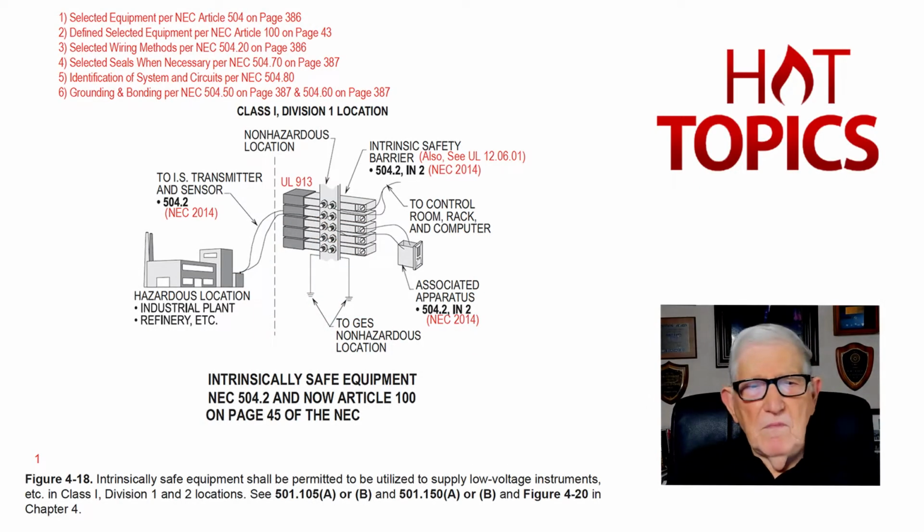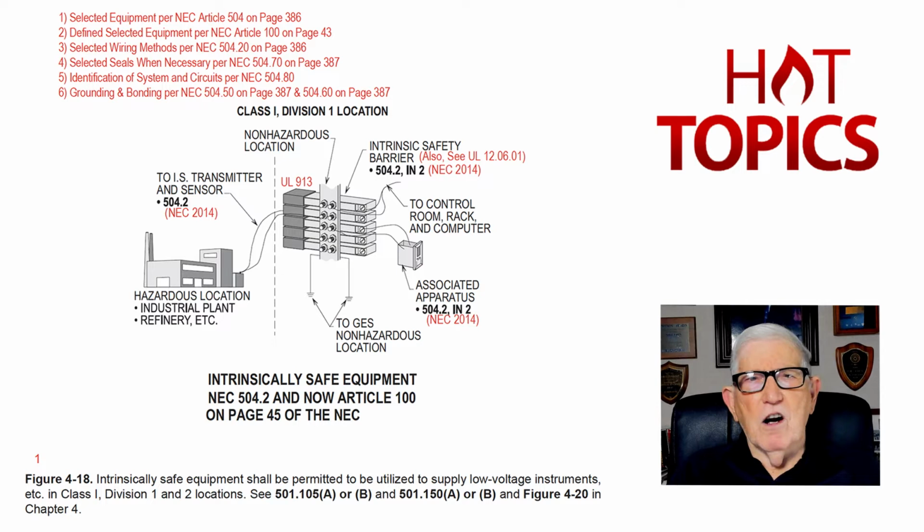Now, we're going to be looking at 16 illustrations. So I'm not going to go through the code and read each section. I'm going to let you do that on your own leisure time if you want to do so. But in dealing with intrinsically safe systems, there are 6 steps, as you see in the video, that need to be taken, in my opinion.